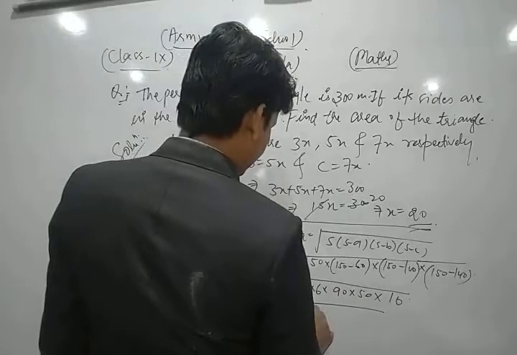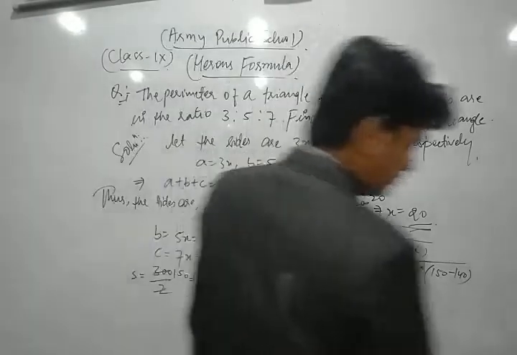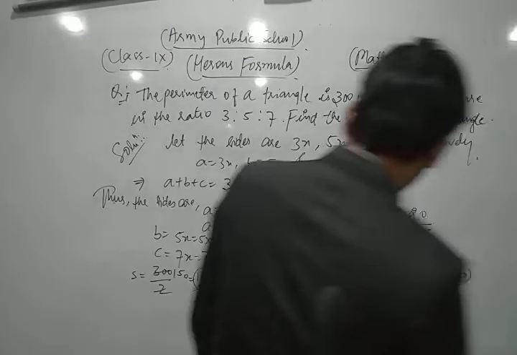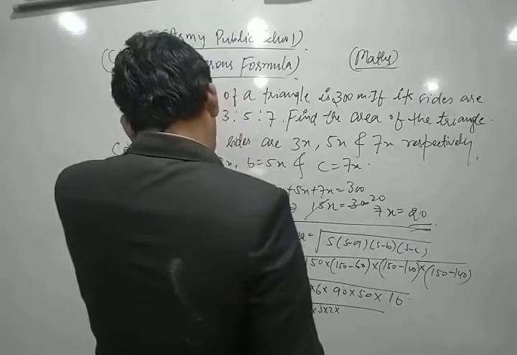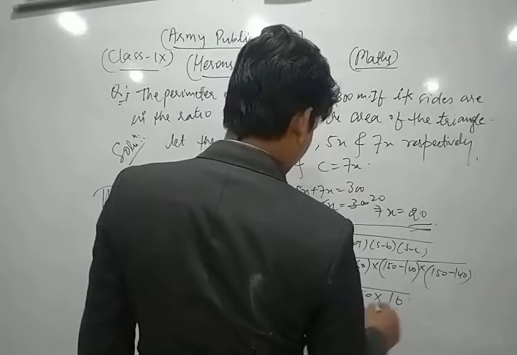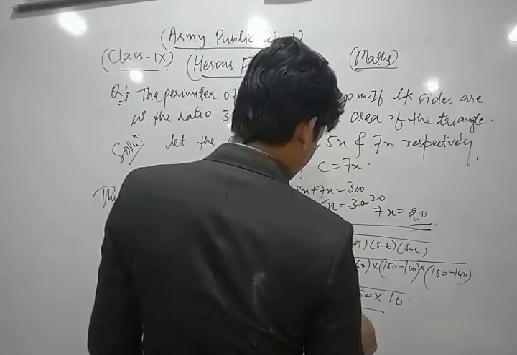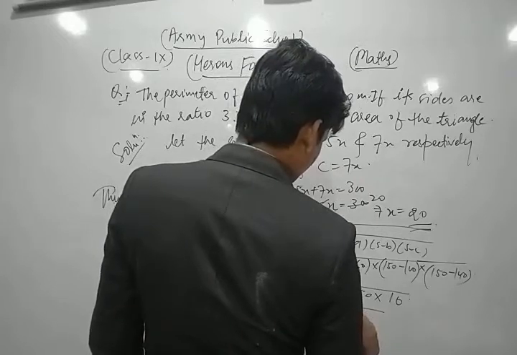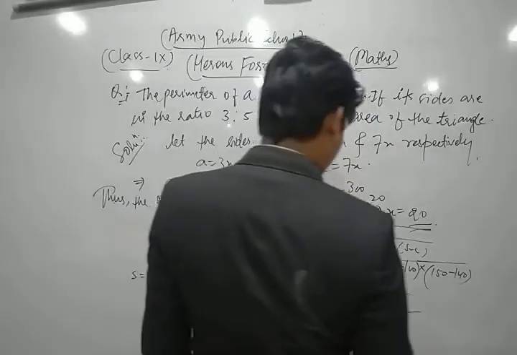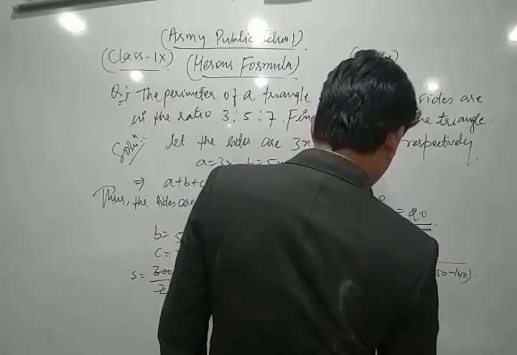Now look, this is 25, as it is. 6 we can write as 3 into 2. Now 90, we can write 3 into 10, we can write in this way. Okay, and 50 we can write 25 into 2, and 10 write as it is.